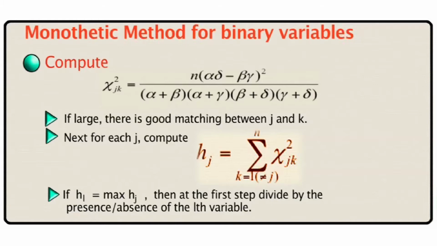Now what we do next is, we look at a single variable and look at its chi-square value with respect to all the other variables. If all these chi-squares turn out to be very high, it really means that if we segregate by this variable, then automatically we also segregate by the other variables, and hence we look at the maximum of this hj and choose that, so that we actually have a good separation of the other variables as well.